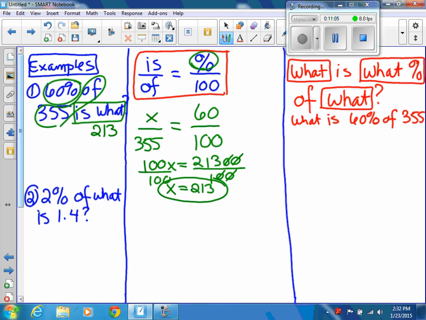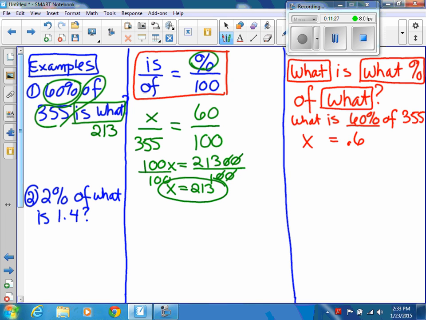Okay, I can take each one of these words and make it into either a number or a symbol. So what is my X? Is stands for equals, we know that. So now this is where I do need to change my 60% into a decimal. But we've been doing that with everything we've done so far. So this is going to become 0.6.